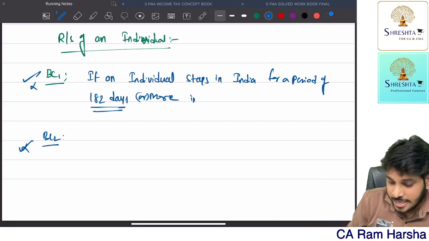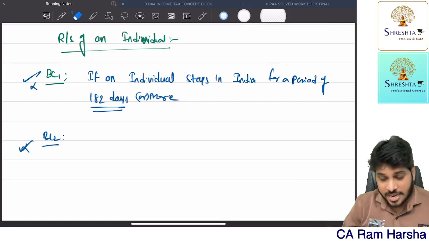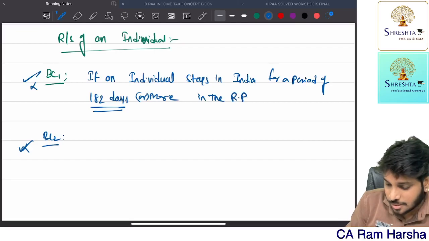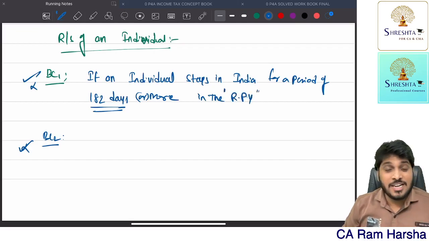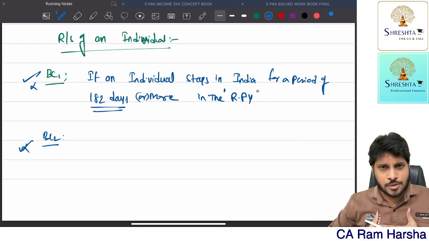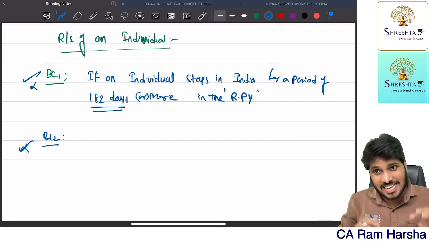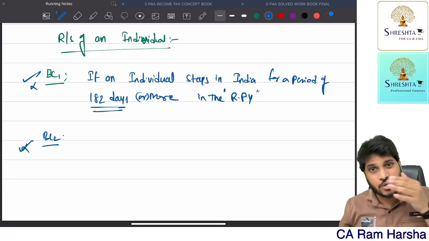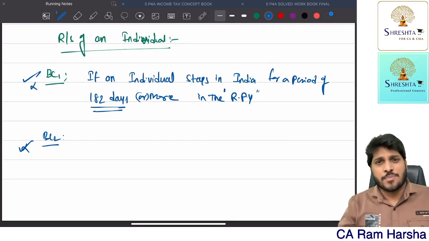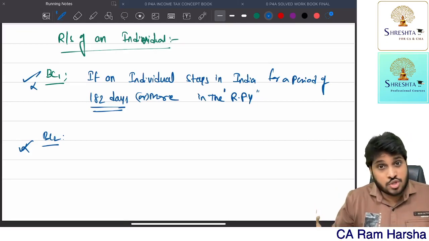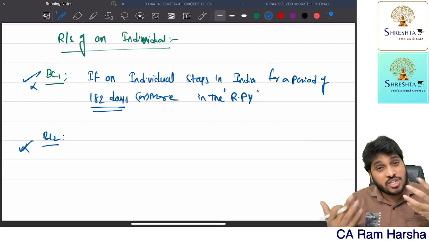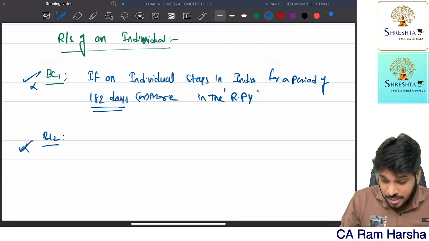Getting it? In India, obviously, if an individual stays in India for a period of 182 days or more in the relevant previous year. What do you mean by relevant previous year? Suppose right now the date is July 4th week 2023. A person came and is sitting before me, let's assume, and he wants to file an IT return and pay tax. Now this year I am paying tax means which year's income? Previous year income. What is the previous year?